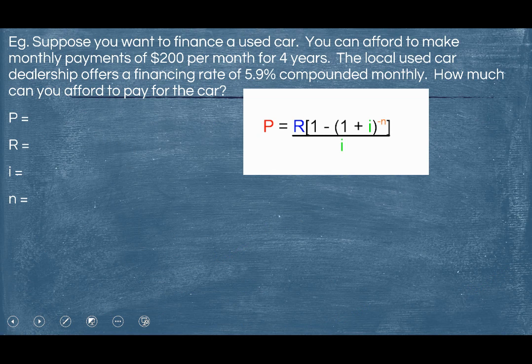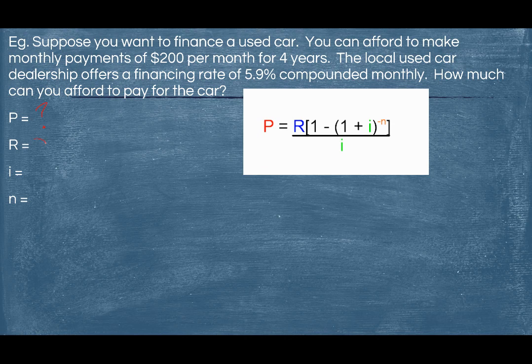So just two examples, and then we're out of here, guys. Suppose you want to finance a used car. You can afford to pay $200 per month for 4 years. The local used car dealership offers a financing rate of 5.9% compounded monthly. How much can you afford to pay for the car? This is going to tell me how expensive a car I can afford if I can afford to pay $200 per month. So we're trying to find P, the price of car we can afford.